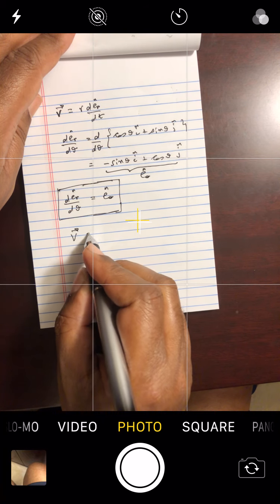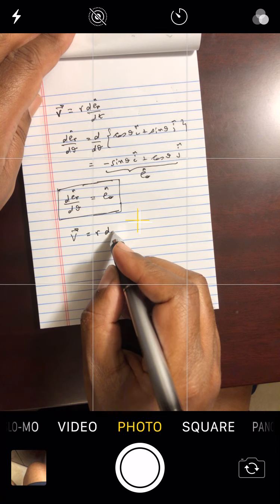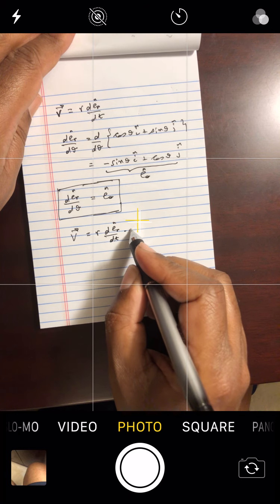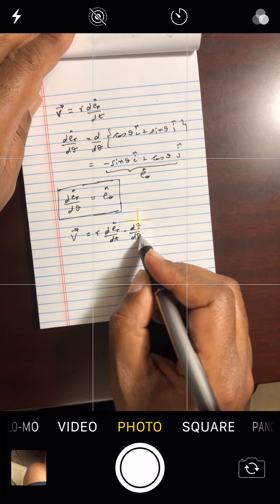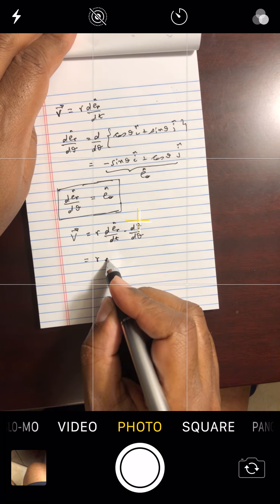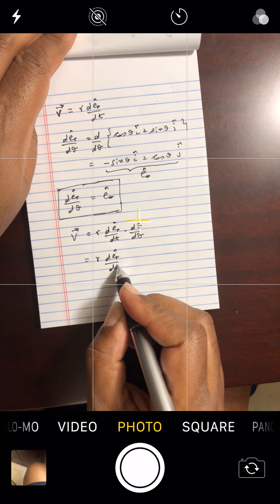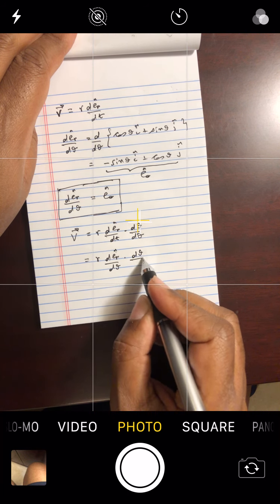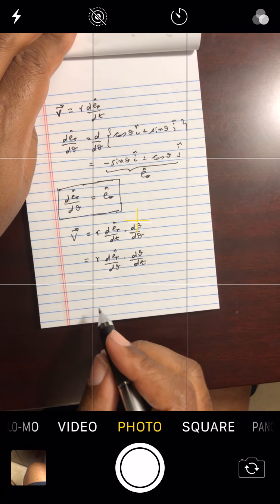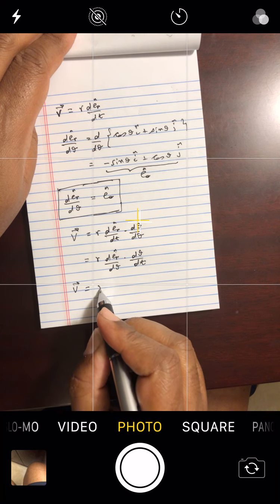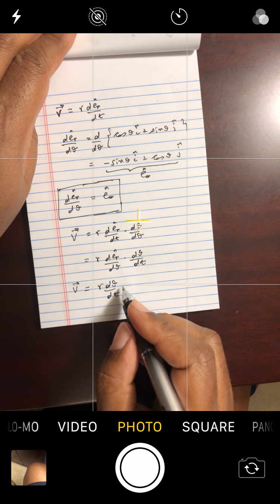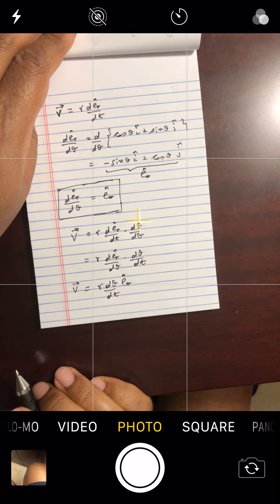So now we have V equals R times the derivative of ER with respect to dt. Now I can multiply this by d theta over d theta, multiplying by 1, and that is R times dER by d theta times d theta by dt. We have already concluded this one over here is E theta. So the velocity is R d theta by dt in the direction of E theta.